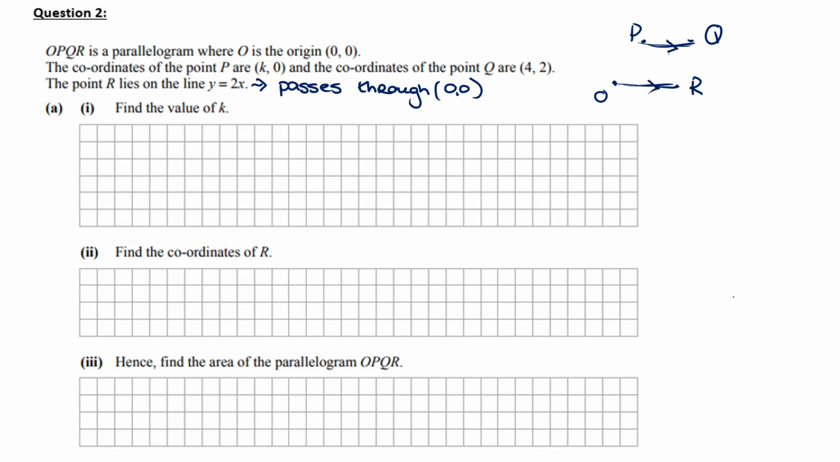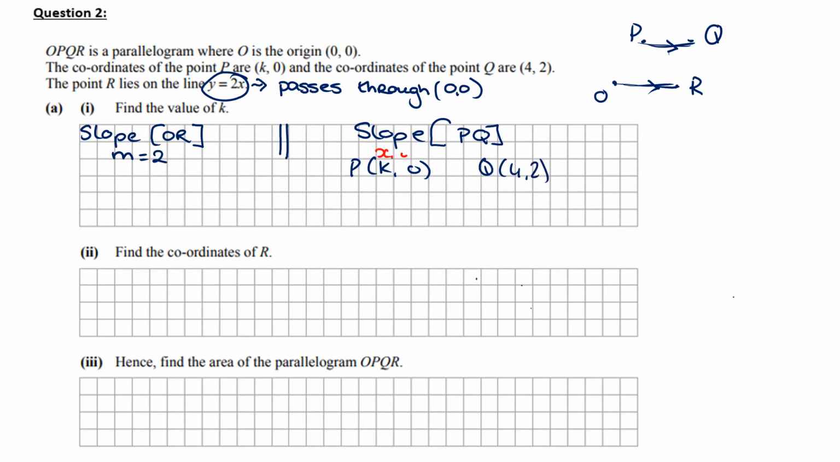And that's what we're going to say, because the slope of OR is based on that line. So the slope of OR is equal to 2, and we're taking that straight from here. So m is equal to 2. We know that that's parallel to the slope of PQ. Now for PQ we have 2 points, K, 0, which is P, and Q, which is 4, 2.